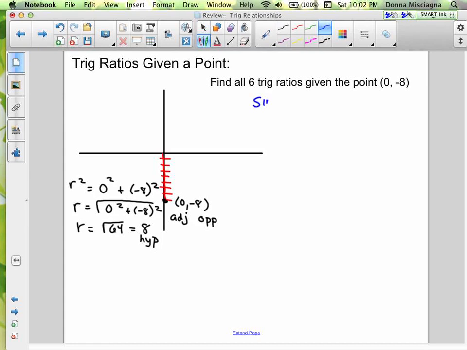So let's start with sine. Sine is opposite over hypotenuse, so that's going to be negative 8 divided by 8, and that's just negative 1. Now let's find, let me switch colors here. Cosine. Cosine is adjacent over hypotenuse, so that's going to be 0 over 8, and that's just 0. And now let's find tangent. Tangent is opposite over adjacent, so that's going to be negative 8 divided by 0. You can't divide by 0, that's undefined.